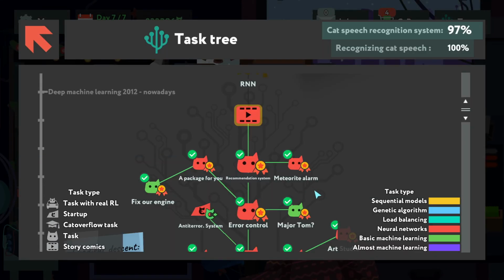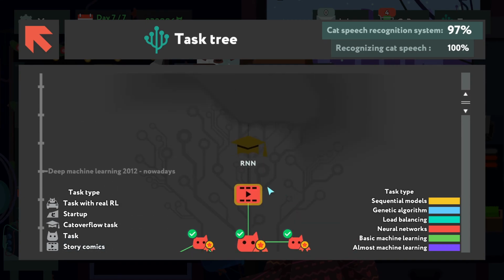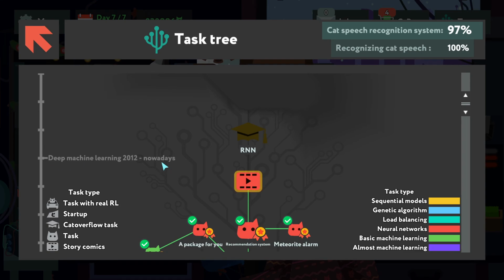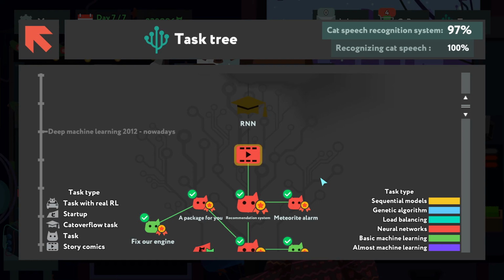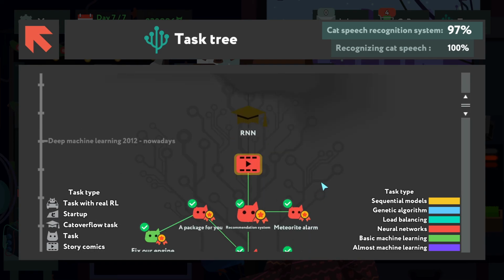Alright, looks like we have finished this section of the game, and we are very close to the end of the game. Looks like we are at our last epoch, Deep Machine Learning 2012 to nowadays. This is going to be the last epoch, and we are 97% done with the game. So next time we come back, we might just be able to finish the game. That's it for the gameplay portion of this episode. Stick around if you want to hear more about neural networks, otherwise you can skip to the next episode now.